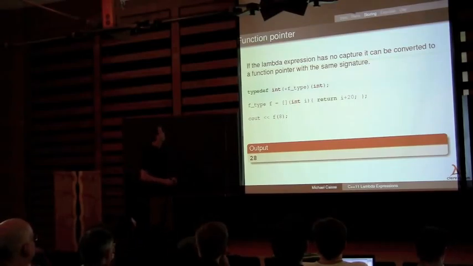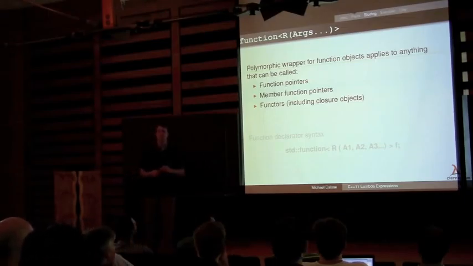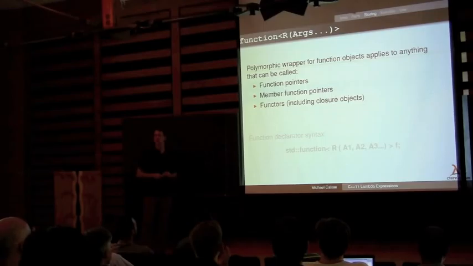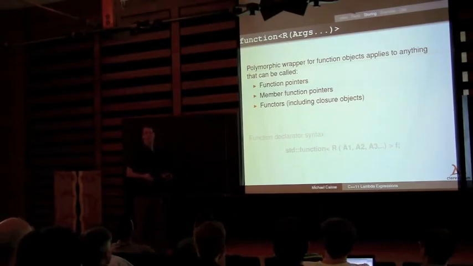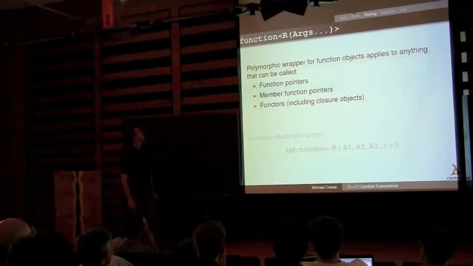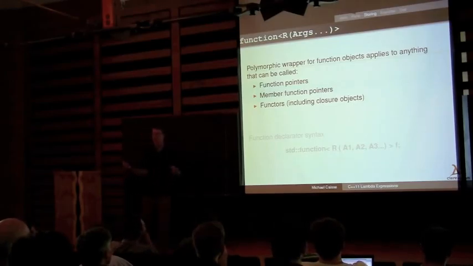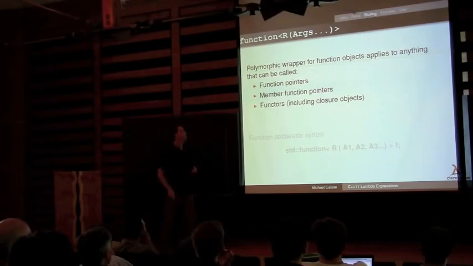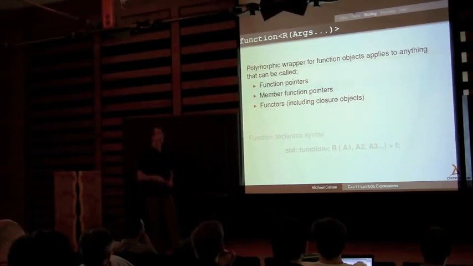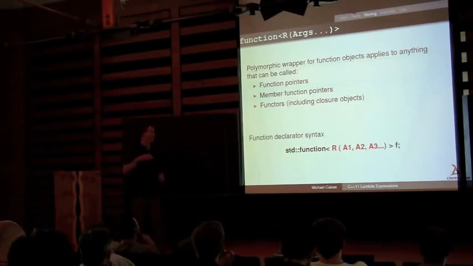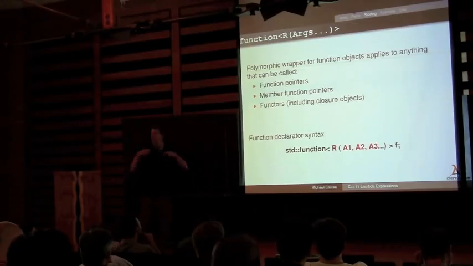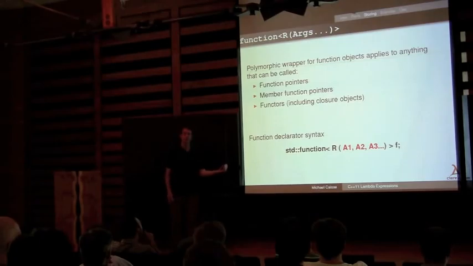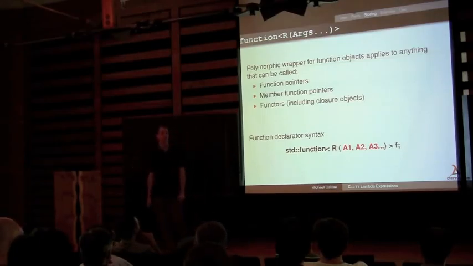Lucky for us, that's not the only way to do it. We have std::function now, which, how many of you use boost function? Like everybody? So it's almost the same thing, except not. It's a polymorphic wrapper for things that look and act like functions. So we can take function pointers, member function pointers, functors, which would also include closure objects. And it uses the declarator syntax. R is the return type of that function signature, and then the args that would be passed in for the function.